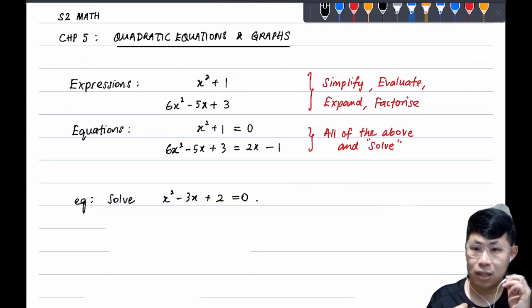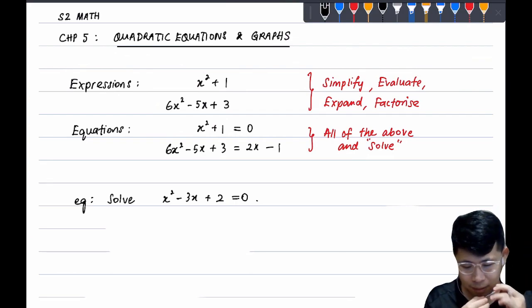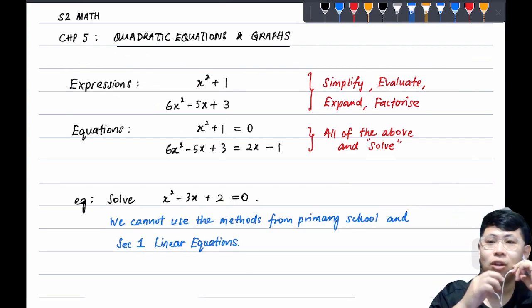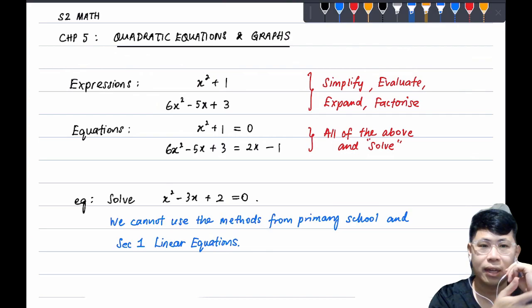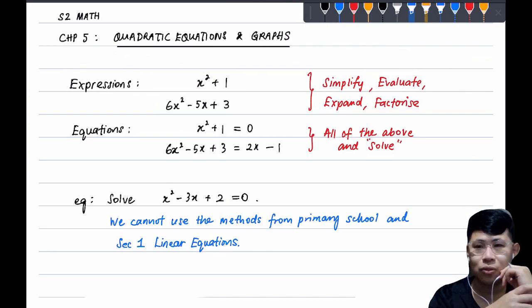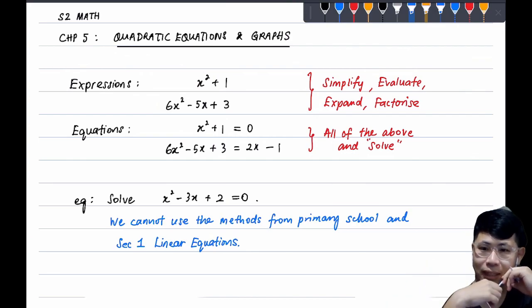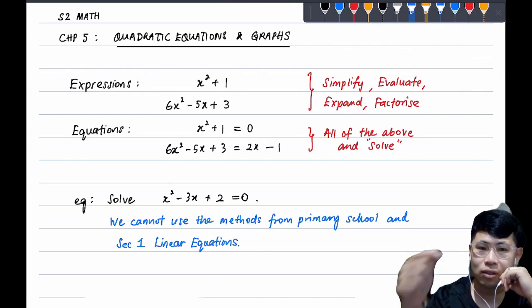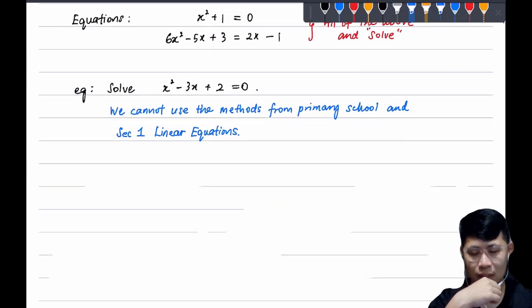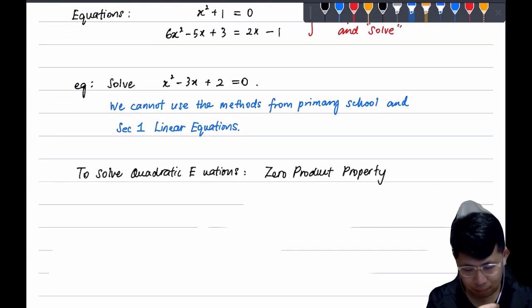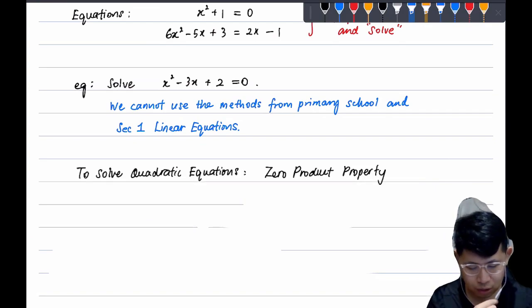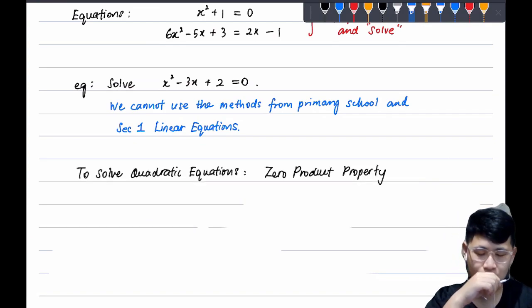So what can we do instead? As I advised you last year, we cannot use methods from primary school and Sec 1 linear equations anymore. And this is why we are doing algebra, to solve a more abstract problem like this. Okay, so in order to do this, we're going to make use of the following property. To solve quadratic equations, we need this zero product property.